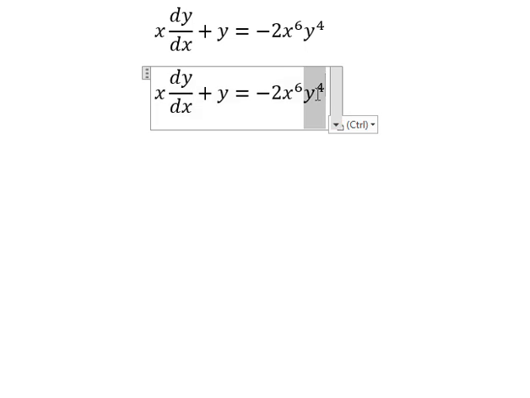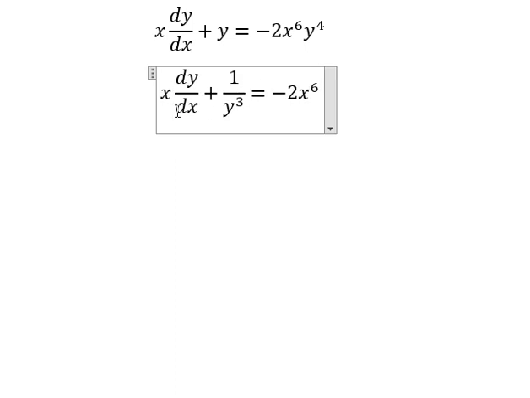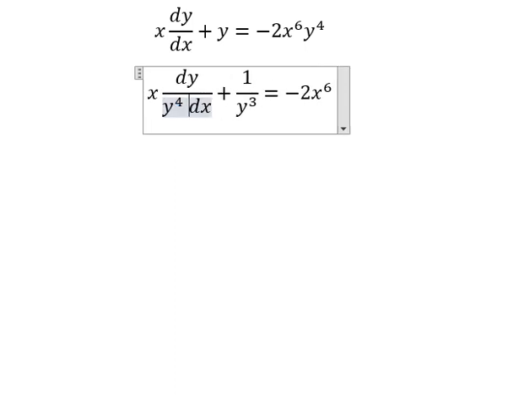I divide both sides by y to the power of 4. So we have 1 over y to the power of 3 dy over y to the power of 4 dx. This is about Bernoulli's equation.